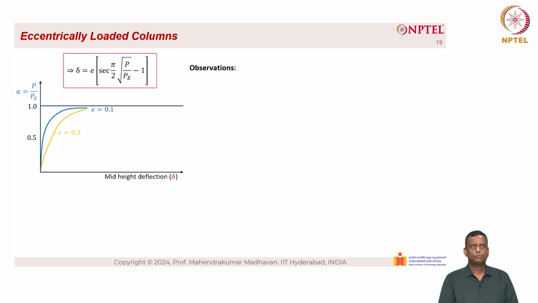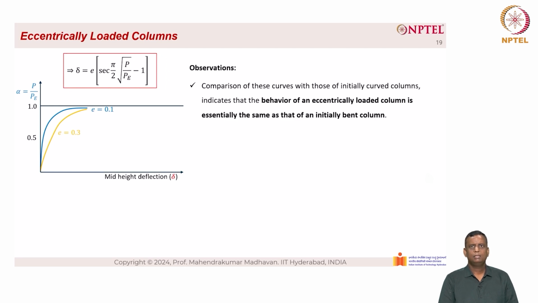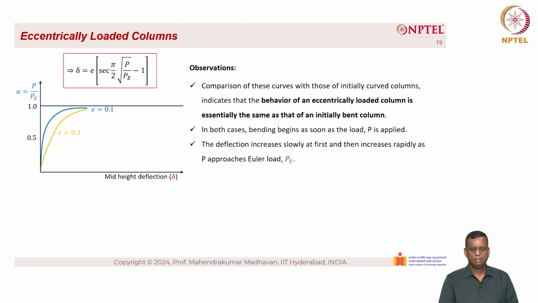The observations for the eccentrically loaded column. Comparison of these curves with those of the initially curved columns indicates that the behavior of an eccentrically loaded column is essentially the same as that of an initially bent column. In both cases, bending begins as soon as the load P is applied. The deflection increases slowly at first and then increases rapidly as P approaches the Euler load P sub E. At P equal to P sub E, the deflection delta increases without bound.